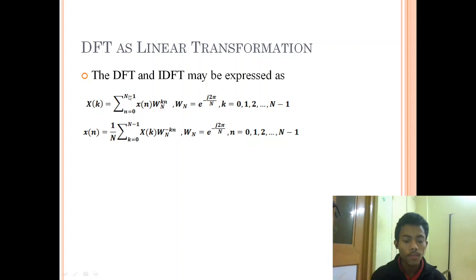If you observe clearly, we can write the same previous equation like this. This is the DFT equation, and this is the IDFT equation. Here it is the summation from n equal to 0 to N minus 1 of x of n into W_N to the power kn, where W_N is e to the power minus j 2 pi by N, and here k runs from 0, 1, 2 and so on. This is the synthesis equation: 1 by N summation k equal to 0 to N minus 1 of X of k into W_N to the power minus kn. Here a minus sign is there, so I am keeping the minus here.